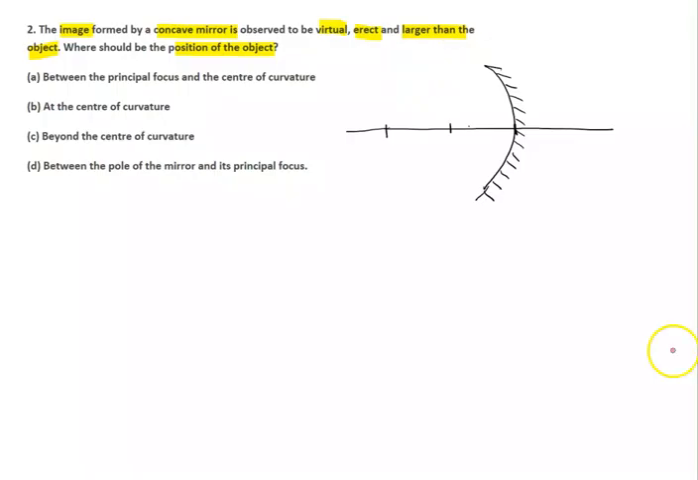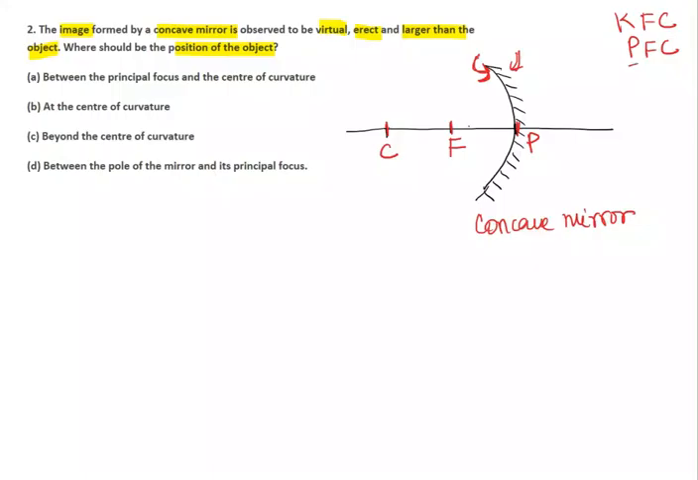So let's take the concave mirror here. This is the concave mirror, where the reflecting side, the polished or shining side, is inward, and outside is the rough surface. Now the center point is the pole P. Next are P, C and F. From the word KFC, you can remember PFC, the sequence of pole, focus and center of curvature.